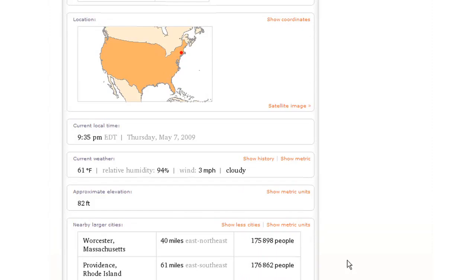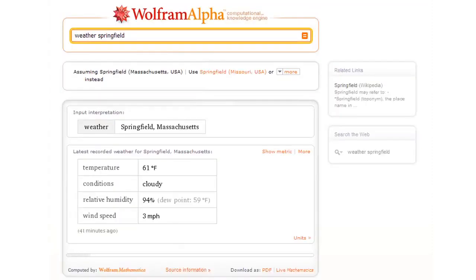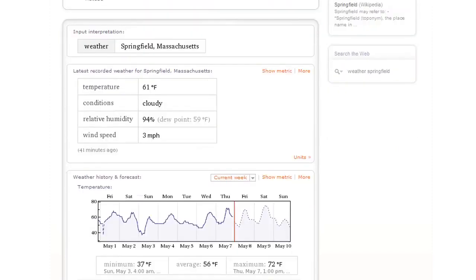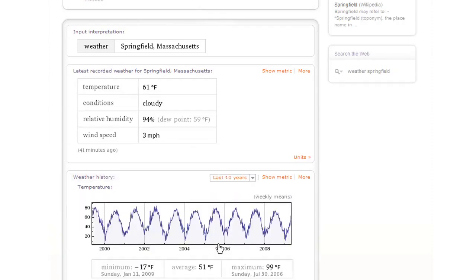It's also showing me things like the current weather in Springfield, and perhaps I can ask more detail about the weather. So here's the current weather, and this is the temperature as a function of time for the past week. That's a forecast. Down here is the cloud cover, and so on. Well, we can look, let's say, for the last 10 years as well. There's a plot of the temperature as a function of time for the past 10 years in Springfield. We can see that it's warmer in the summer, colder in the winter, and so on.